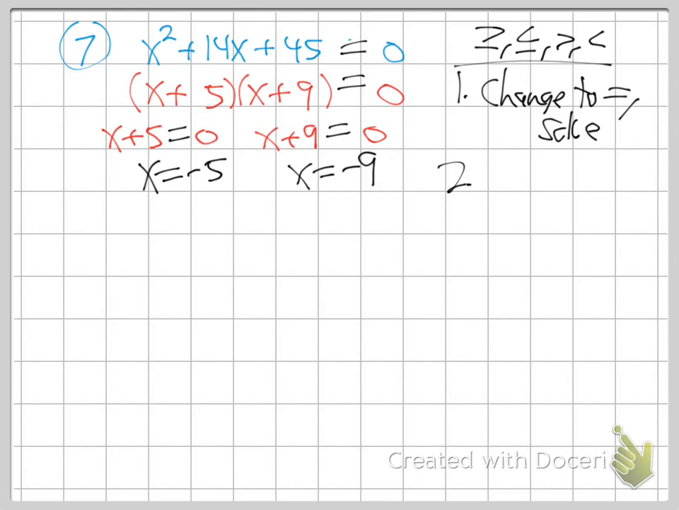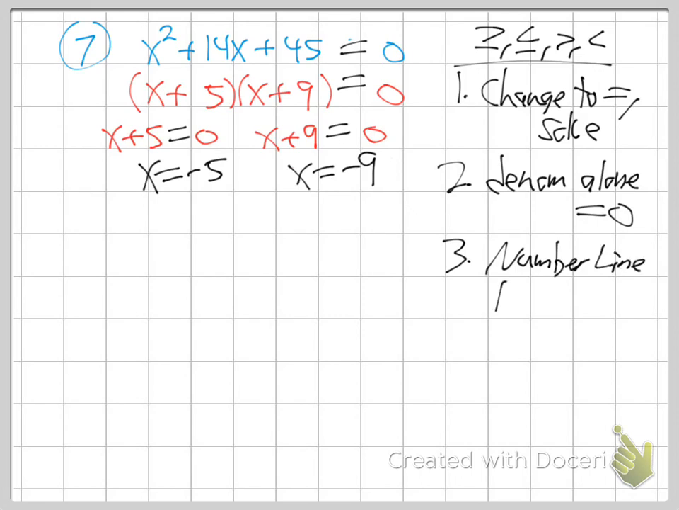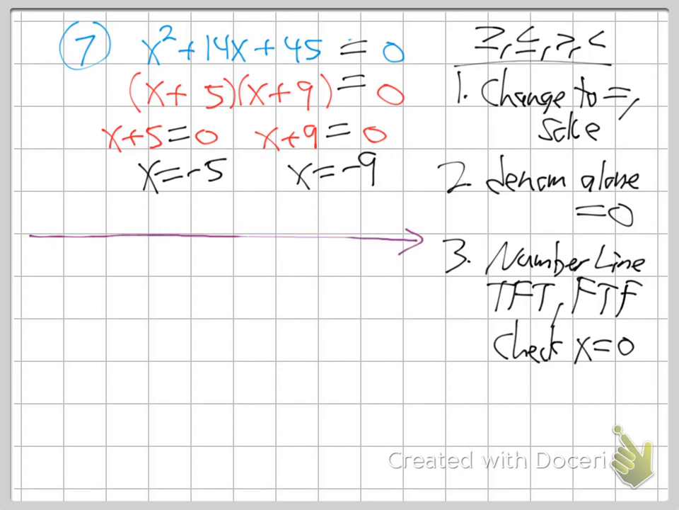But then step 2 is denominator alone. We don't have that this time, but we will in the next problem. Denominator alone equals 0. That's not for now. We don't have a denominator. And then step 3, you go to the number line. Right? You're going to get the true, false, true, or the false, true, false kind of thing. You check x equals 0. So you put it on the number line. You put those 2 numbers. So here we go. Negative 5 and negative 9. Just put them on the number line.